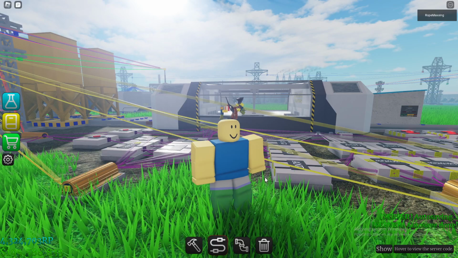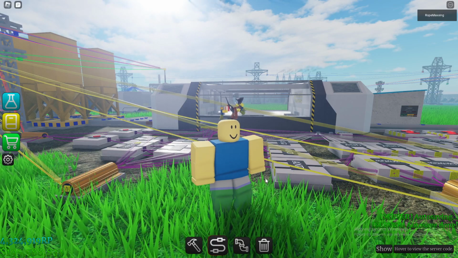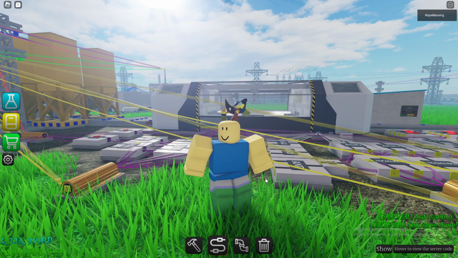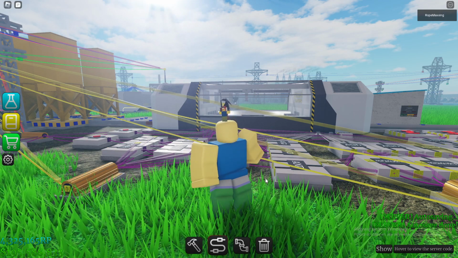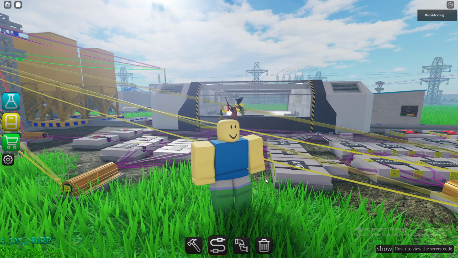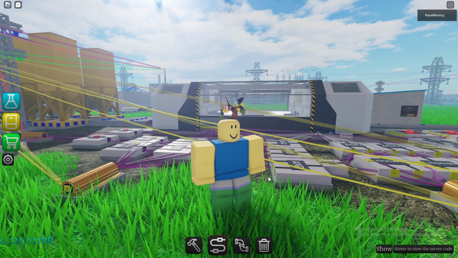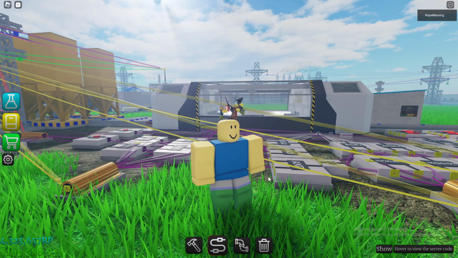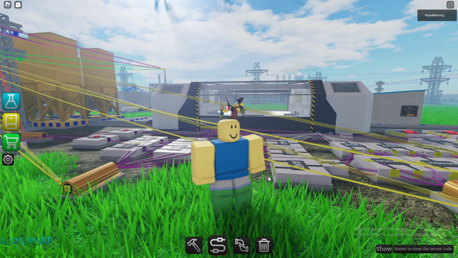Hello guys, I'm going to show you how to make 8x64 microchips, which are the best microchips and they sell for a whopping $5 million, making them the best method to make money in Roblox Industrialist. So this is part 2 of my two-part series on making microchips.